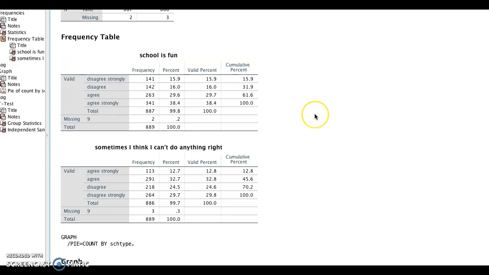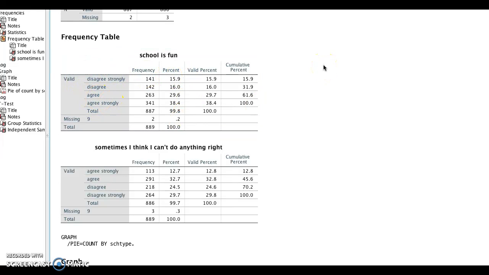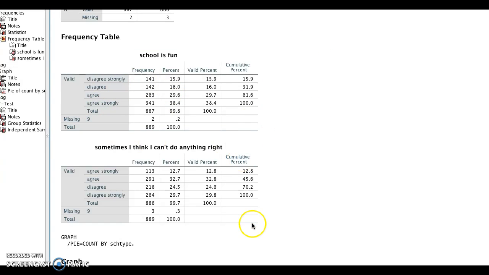The thing with talking about data in a dissertation or a paper is that you really want to be specific and use the numbers and the categories when talking about the data, and then you make an interpretation. So after you had the specific information that 38.4% agreed strongly that school is fun, and 29.6% agreed that school is fun, your interpretation then could be that the majority of students who answered this survey agreed or strongly agreed that school is fun. So I hope that helps answer your questions.